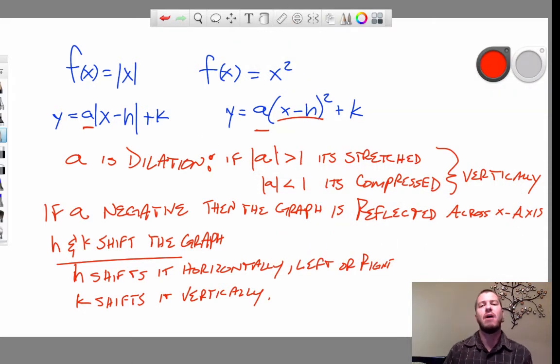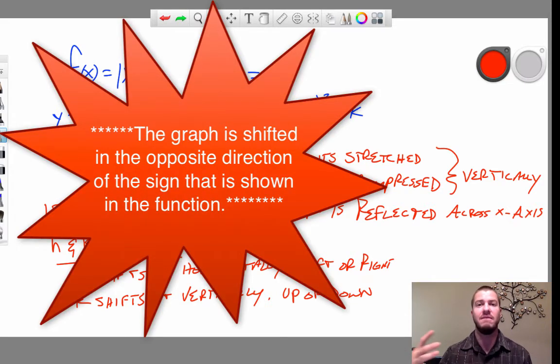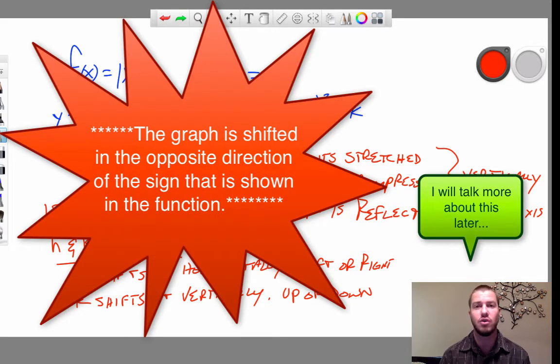The k is on the outside of the parentheses or the absolute value, and is just being added on at the end. So that's going to shift it in the y direction, up or down. One thing you have to pay attention to is the h. Notice that the h is inside, it's x minus h. Because the h is minus, you're really going to have to use the opposite sign of the sign that's in the function that you're graphing, or that you're referring to.